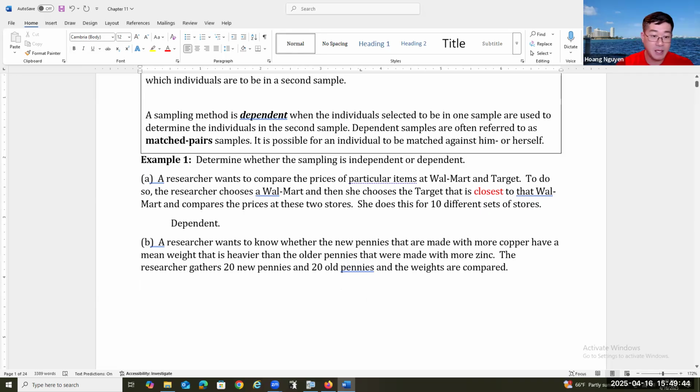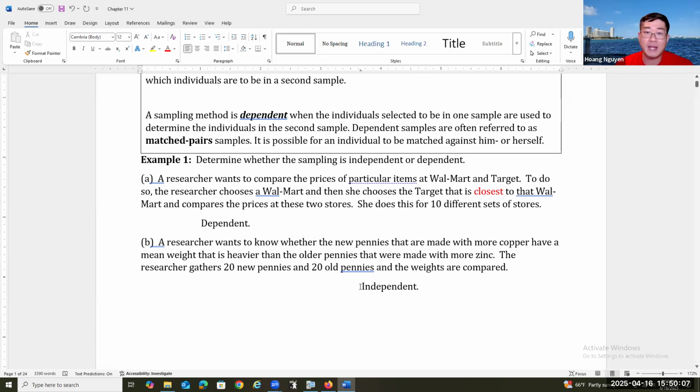So this is going to be independent. There's nothing to relate those two. For the first one, the closest target to the watermark will be selected, so there is some indication of which target will be selected. For the second one, after you select a new penny, you have no idea which penny will be selected. So they're independent.